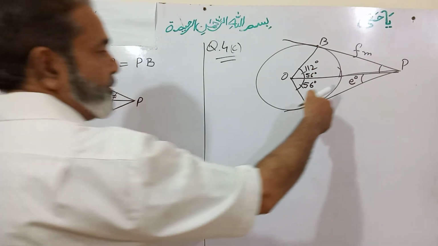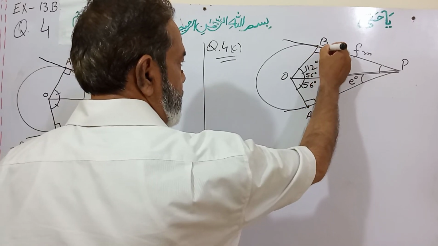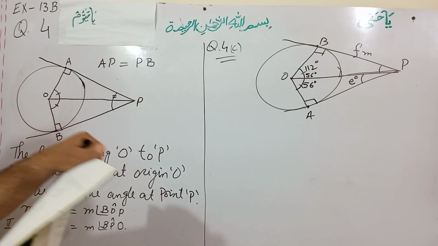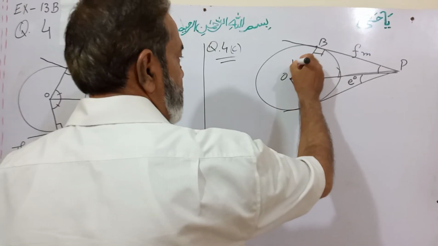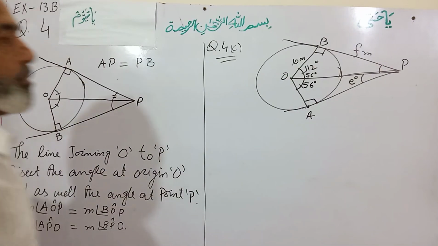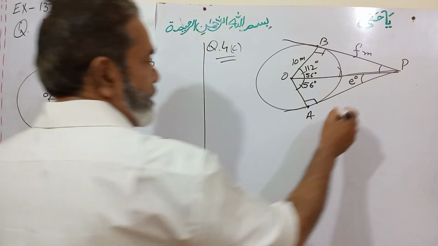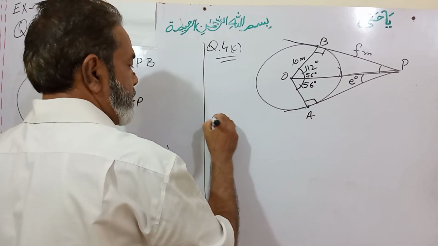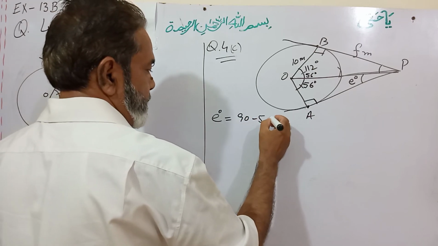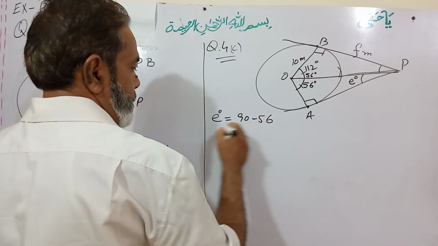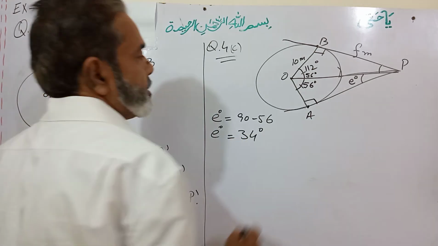Now we can easily find E. Here is a right angle, and the length of the radius, I think he has given 10 meters. Now for E degrees, it is equal to 90 minus 56. So E degrees is equal to 34 degrees.